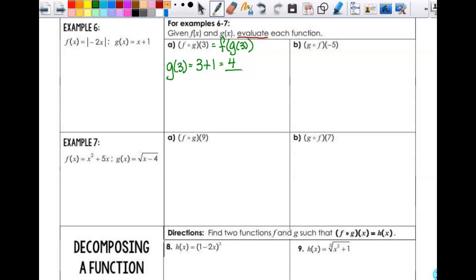Okay. So f of g of 3 is the same as f of 4. And that is the absolute value of negative 2 times 4. It's the absolute value of negative 8. So f of g of 3 equals 8. What questions do you have? All right, then you do B. We want g of f of negative 5.